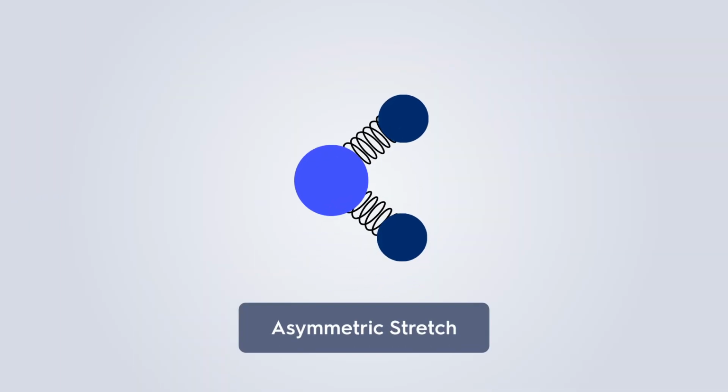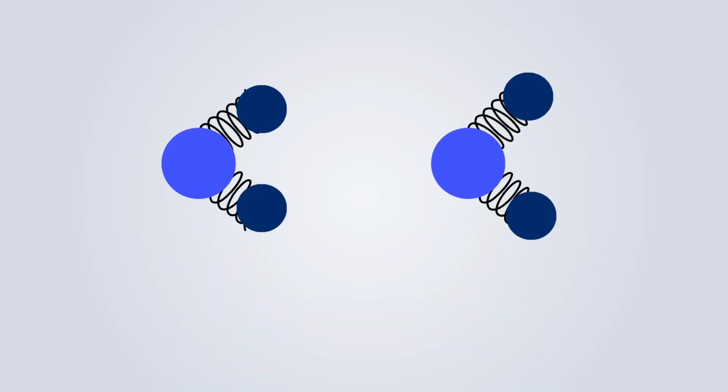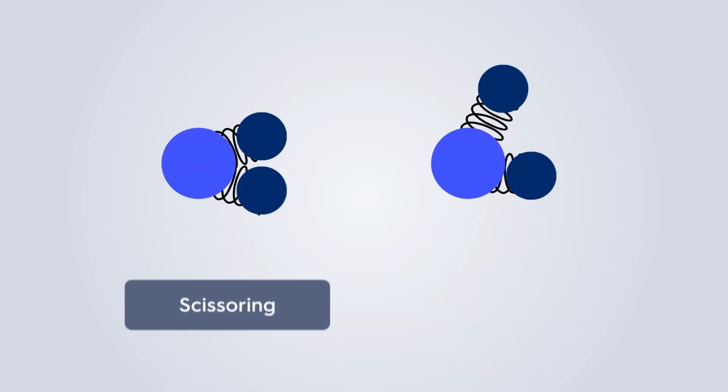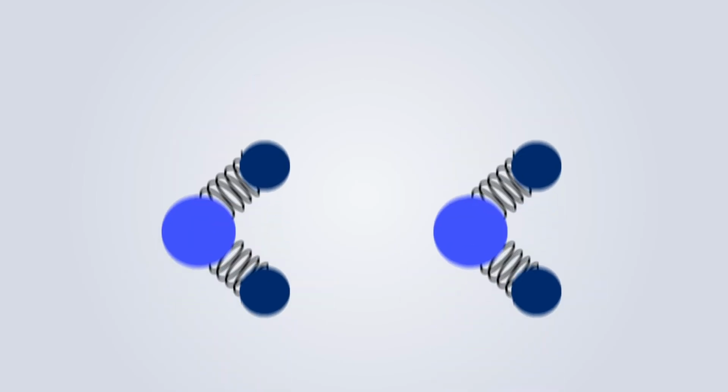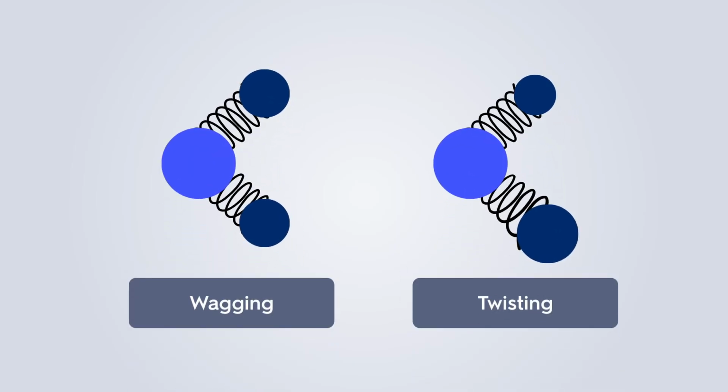Bonds can also bend, meaning the angles between atoms change. These bends can happen within the plane of the molecule or outside of it, producing different bending motions. Bending inward of the plane is called scissoring and rocking. Bending outward of the plane is called wagging and twisting.